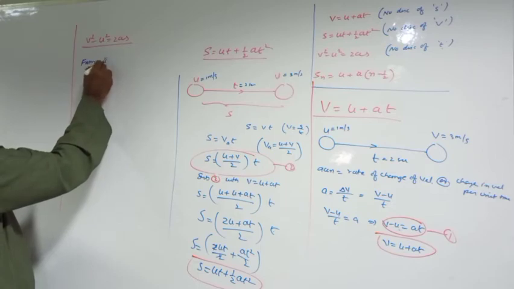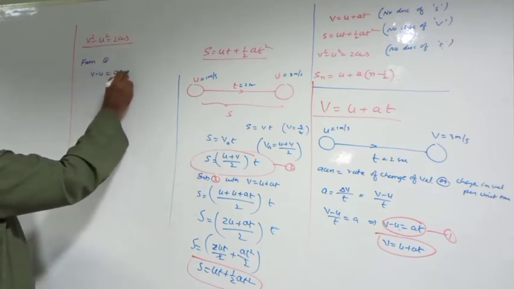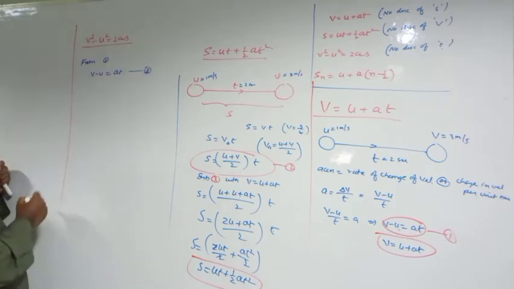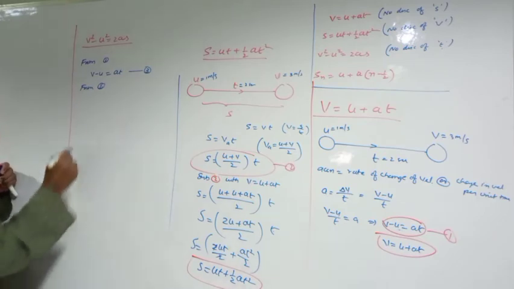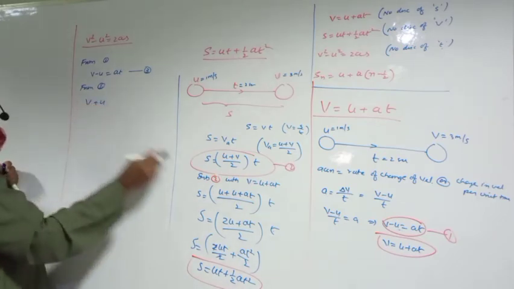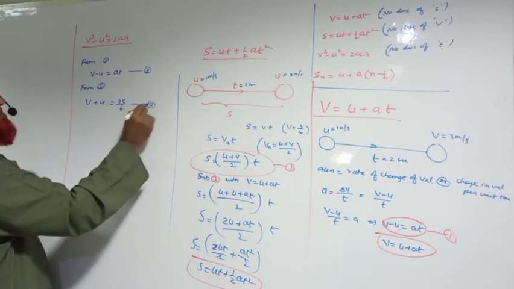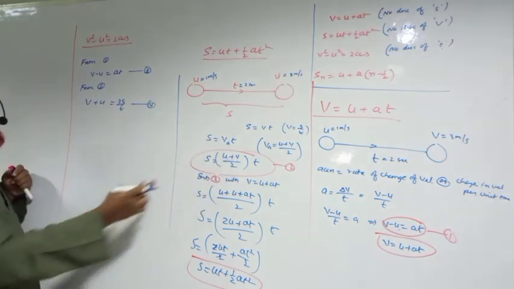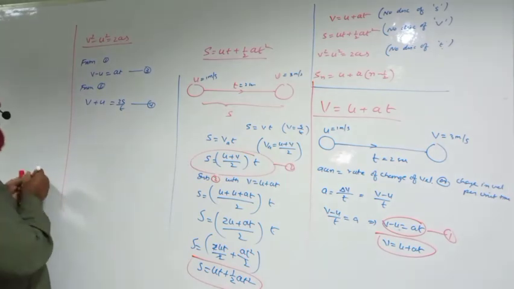From 1 we got v minus u is equal to at. Let us consider this as 3. And from 2, what are you getting? Can you write this as v plus u is equal to 2s by t, cross multiplication? Then what are you going to do?